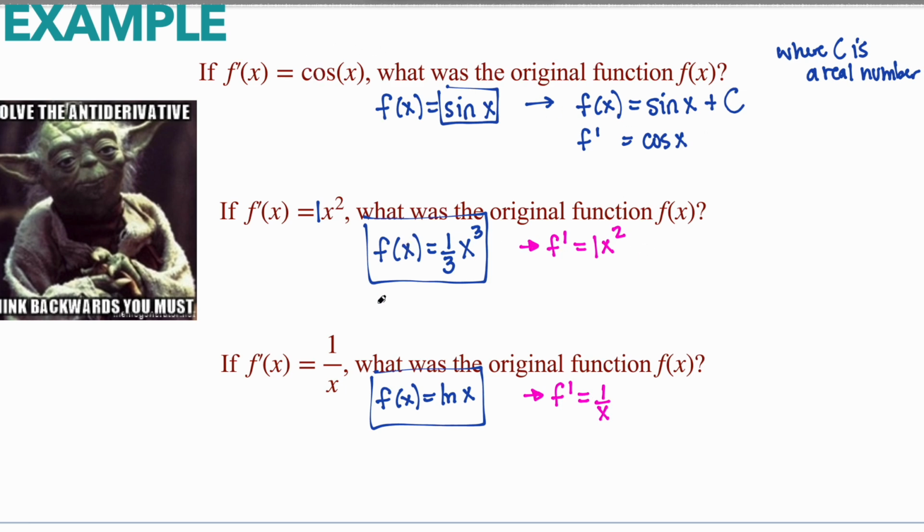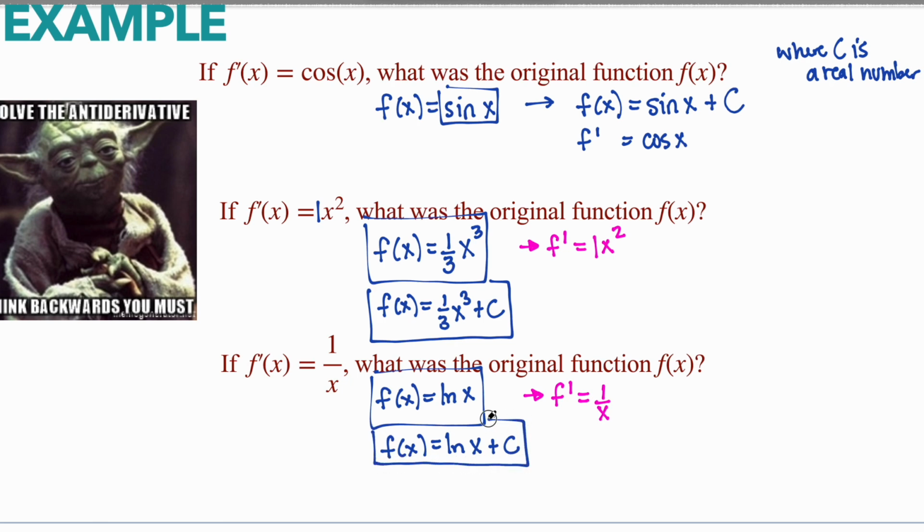So again, technically it should be the function plus c. Why? Because when you take the derivative of c, you get 0, leaving you just the derivative of the first. The same thing at the end: it should really be plus c, because the derivative of natural log is 1 over x, and the derivative of c, the derivative of any number, is 0.